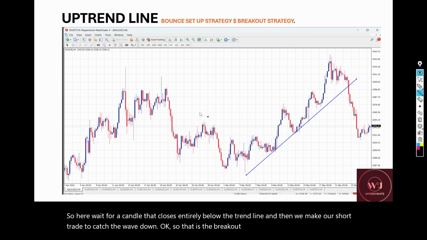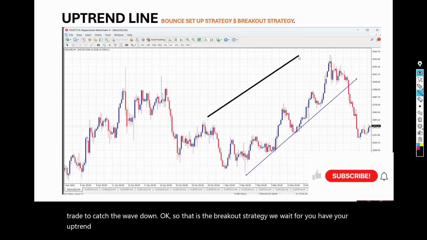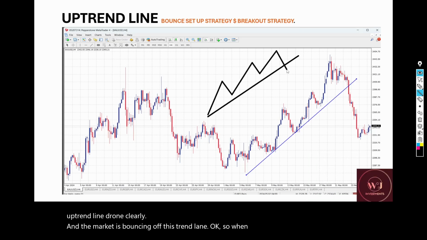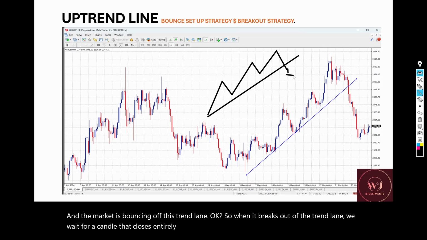Okay, so that is the breakout strategy. You have your uptrend line drawn clearly, and the market is bouncing off this trend line. When it breaks out of the trend line, we wait for a candle that closes entirely below the trend line, and then we make our sell stop.